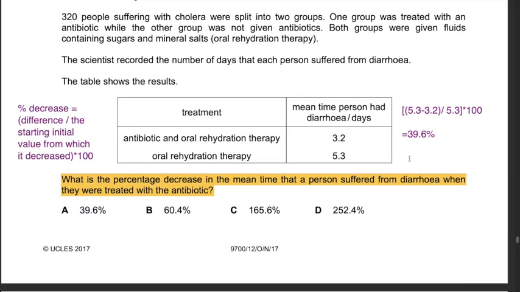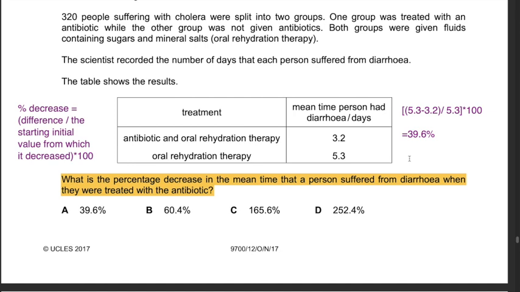Question 38. A scientist investigated the effect of an antibiotic on the treatment of cholera. 320 people suffering with cholera were split into two groups. One group was treated with an antibiotic while the other group was not given antibiotics. Both groups were given fluids containing sugars and mineral salts, also known as oral rehydration therapy. The scientists recorded the number of days that each person suffered from diarrhea. The table shows the results.